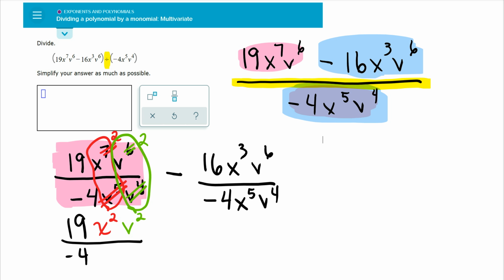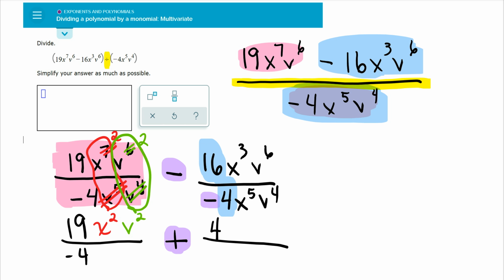When you come over here, you've got this negative and that negative. Well, a negative and a negative are going to make this a positive right here. Okay? Whoops. Didn't mean to do that. And then I am going to divide the 16 divided by the 4. That is going to be 4.